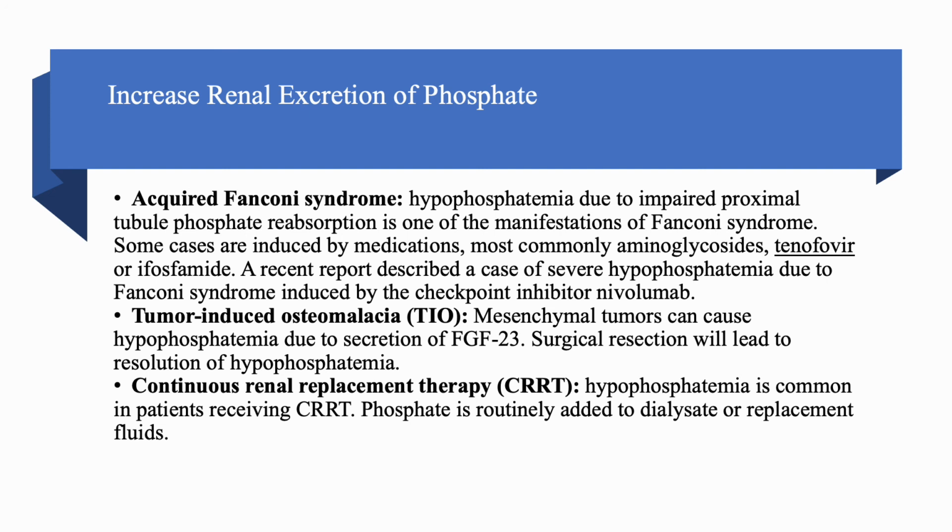Continuous renal replacement therapy, CRRT, is common because the fluids we replace with don't have phosphate. So after a day or two, the hyperphosphatemia will convert into hypophosphatemia, and we have to give them phosphate or add it to the replacement solution.